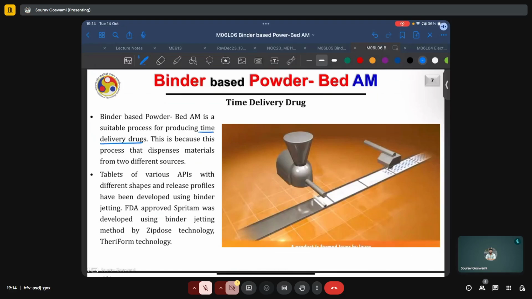This is because the process dispenses materials from two different sources. As we discussed, approximately 30% to 50% of the material can be dispensed from the binder or can be contained in the binder, whereas the remaining 70% to 50% can be contained in the powder. And because we have this flexibility of dispensing material from two different sources in the same process, we can, of course, give it very important applications.